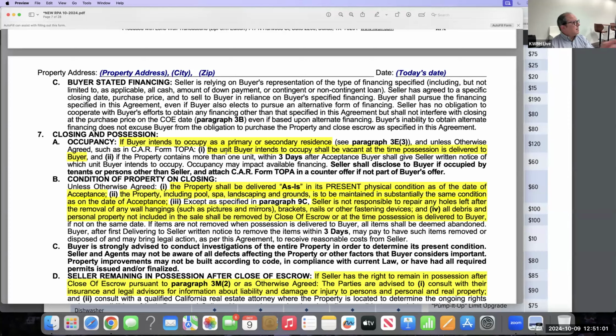Yes, question. I'm sorry, that's the TOPA, the tenant occupied addendum. Yeah. So common leases are usually 12 months. Then it's month to month after that. So at that point, then you can.